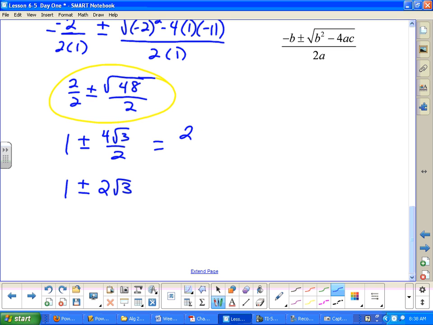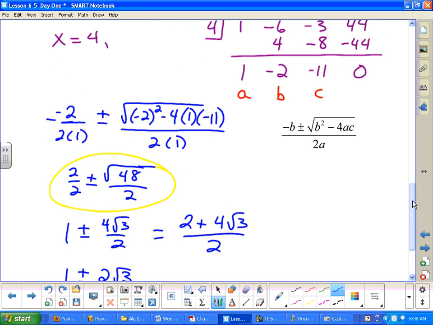It would look like this. It would be 2 plus 4 square root of 3 over 2. And what happens in that case is that people might cancel the 2's, but not the 4 and the 2. So it just kind of depends on what you like, which way you prefer it. Like I said, I prefer it pulled apart. Some people like them together. So either way, you're still going to end up with the same result. So our answer is 4 and 1 plus or minus 2 square roots of 3.